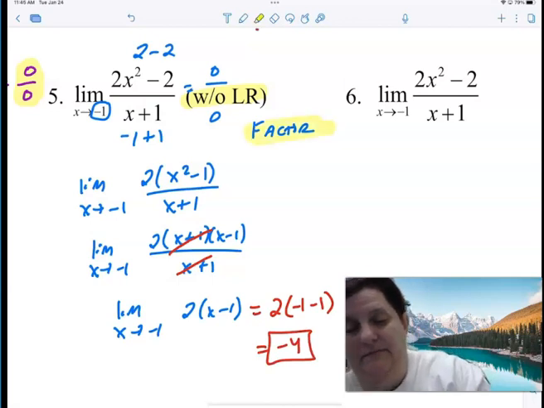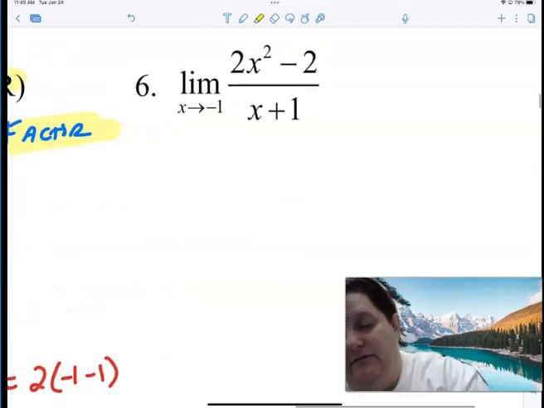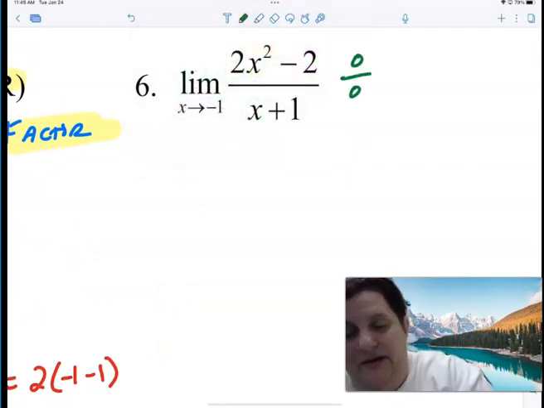We would factor, right? Well, now when I go over here and I plug this in, I get 0 over 0. But now I'm going to do this with L'Hôpital's rule.